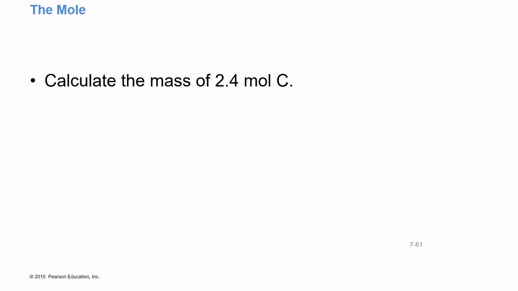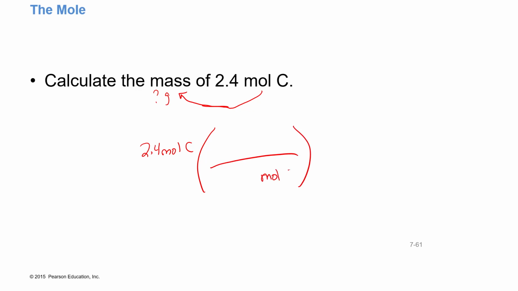Okay, so we have 2.4 moles of carbon and we're trying to get to grams of carbon. So we go 2.4 moles carbon, put moles of carbon on the bottom, grams of carbon on the top. 1 mole is equivalent to 12.011 grams, and you can get that off the periodic table.